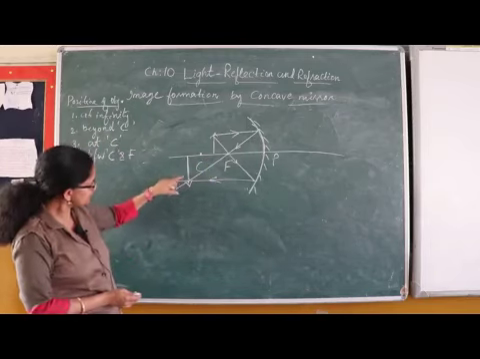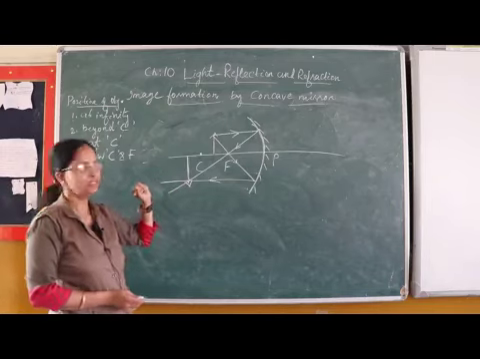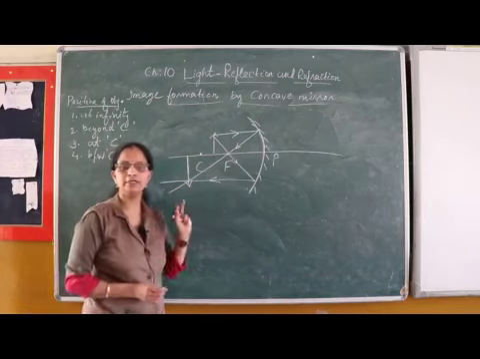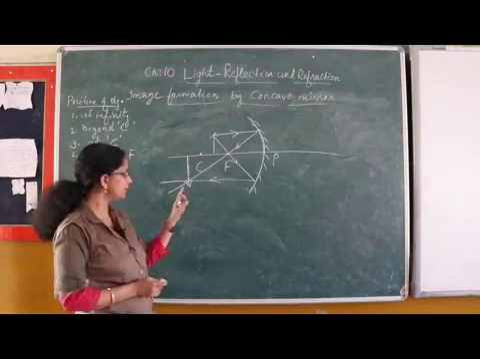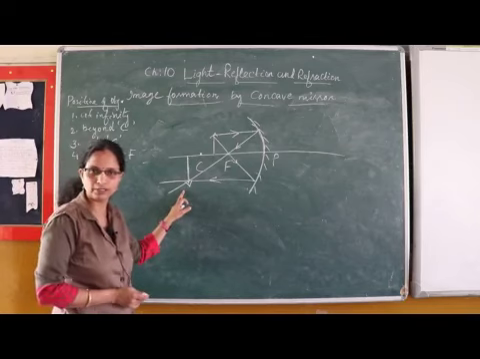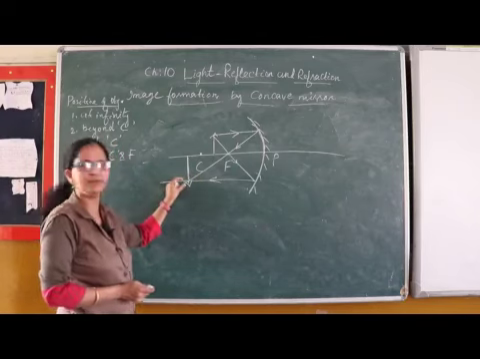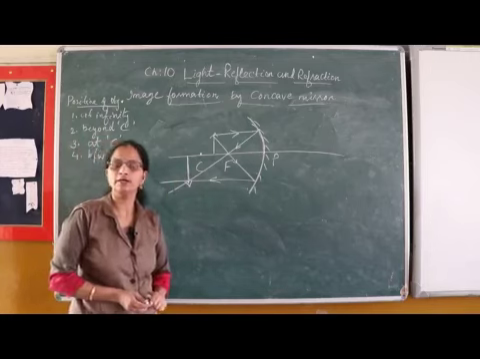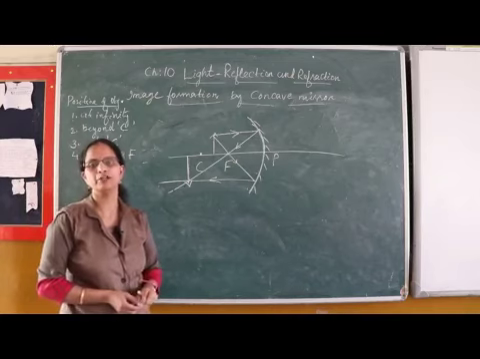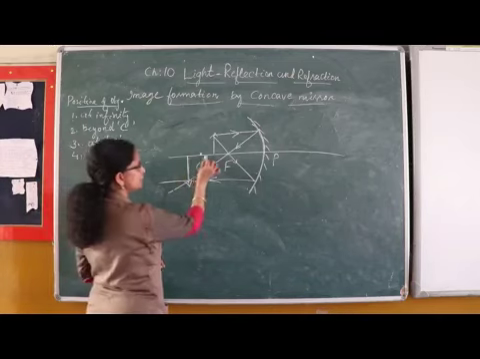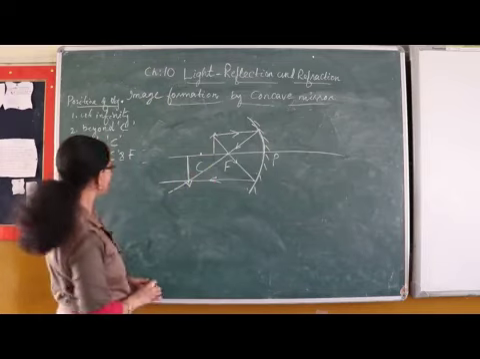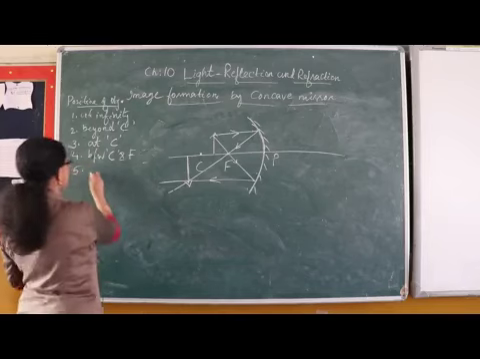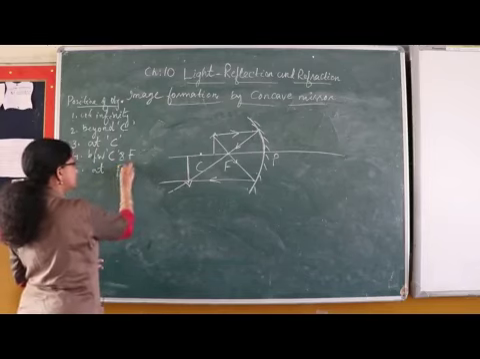And at the same time, we can see the size of the image compared to the object. The size of the image is larger, so we can say the image formed is an enlarged image. Since it is upside down, it is inverted, and since it is formed due to the actual meeting of the rays and can be obtained on a screen, it is also known as the real image. So these are the characteristics of the image formed when the object is kept between C and F. Now, moving to the next situation, that is when the object is kept at the principal focus F.